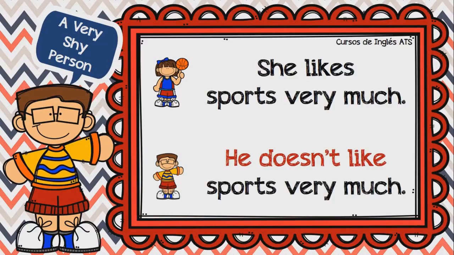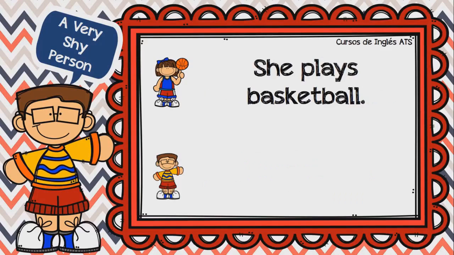He doesn't like sports very much. Very good. He doesn't like. ¿Podríamos decir isn't? Uy, no, porque eso es solo para el verb to be. Pero como esta oración está en el simple present, tienes que usar el auxiliar doesn't. He doesn't like sports very much.